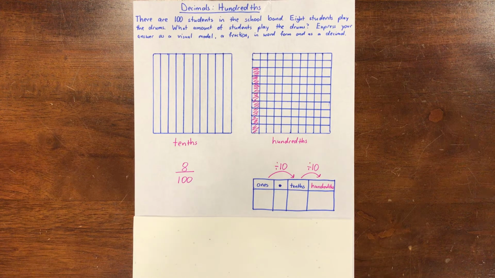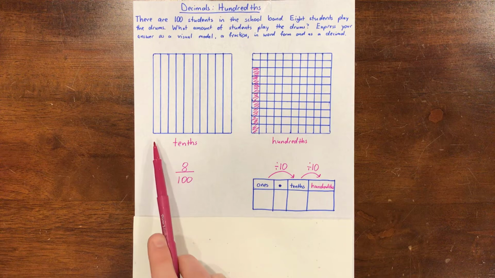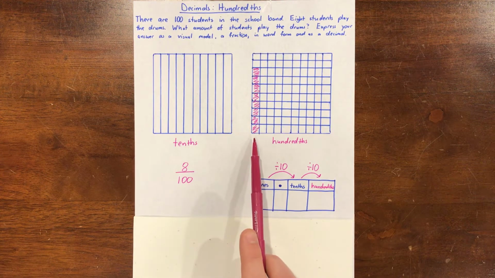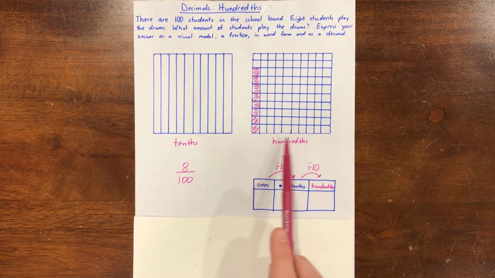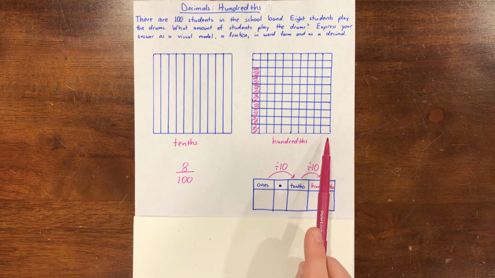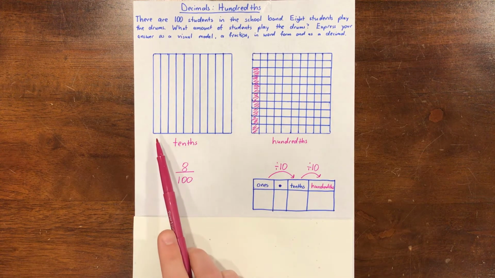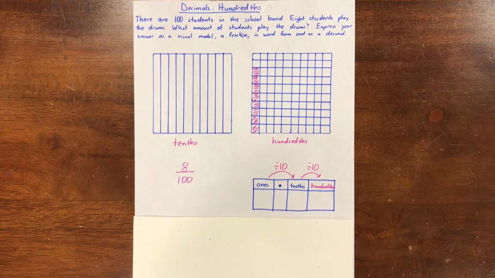Yeah, so if we took each tenth and we split it into 10 equal parts, then we would have 100 parts, each of which is 10 times less than a tenth. So the place value to the right of the tenths is called the hundredths, because it is the place value that is 10 times smaller than the tenths.